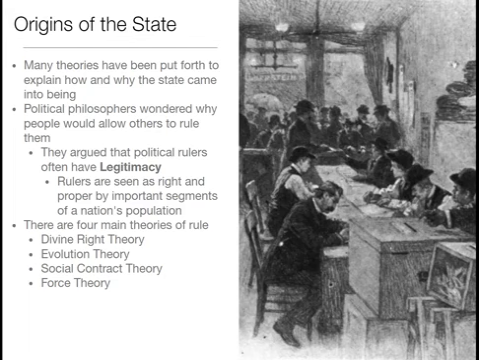Origins of the state. Many theories have been put forth to explain how and why the state came into being. Political philosophers wondered why people would allow others to rule them. They argued that political rulers often have legitimacy. Rulers are seen as right and proper by important segments of a nation's population. There are 4 main theories of how rule came to be in certain governments: divine right theory, evolution theory, social contract theory, and force theory. We will explore these in more detail in the next slide.